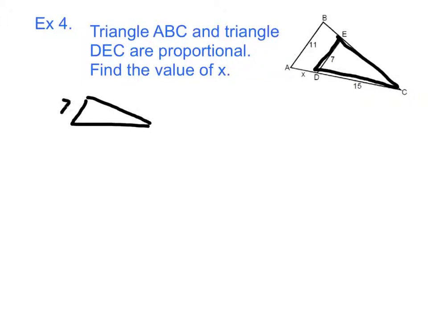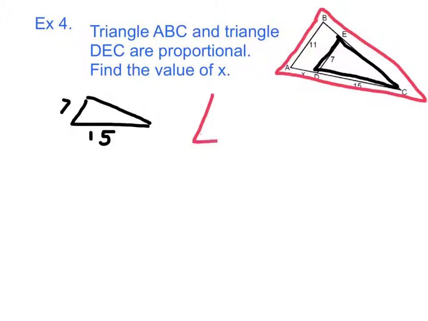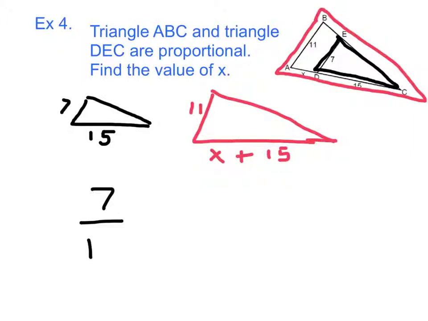So on EDC we have a 7 and we have a 15. And then my bigger triangle, my BAC triangle, I'm going to go ahead and draw those. So the BA, it says, is 11. And then the AC is going to be x plus 15. So now I can set up my ratio. I'm going to have 7 over 15, and that's going to equal the corresponding sides. So 7 and 11 are corresponding. And then we have x plus 15.